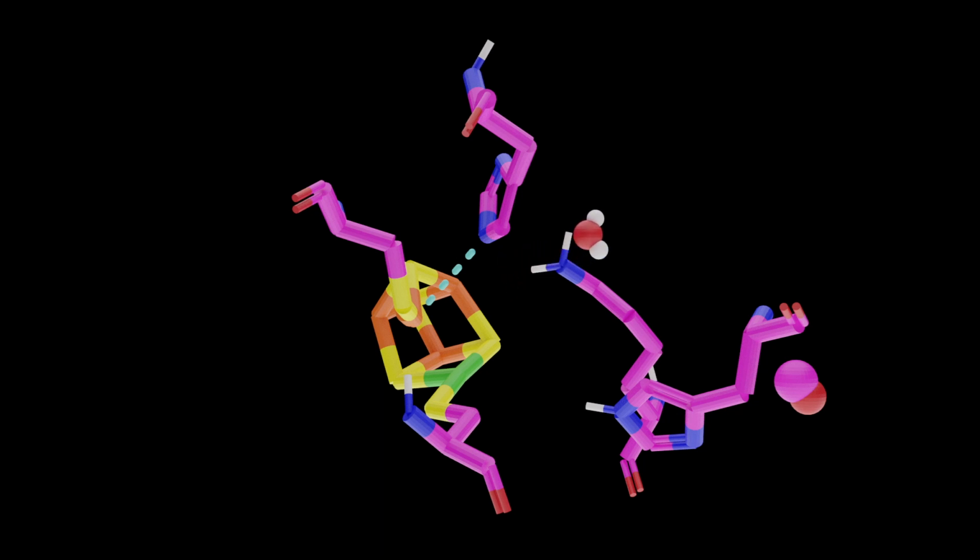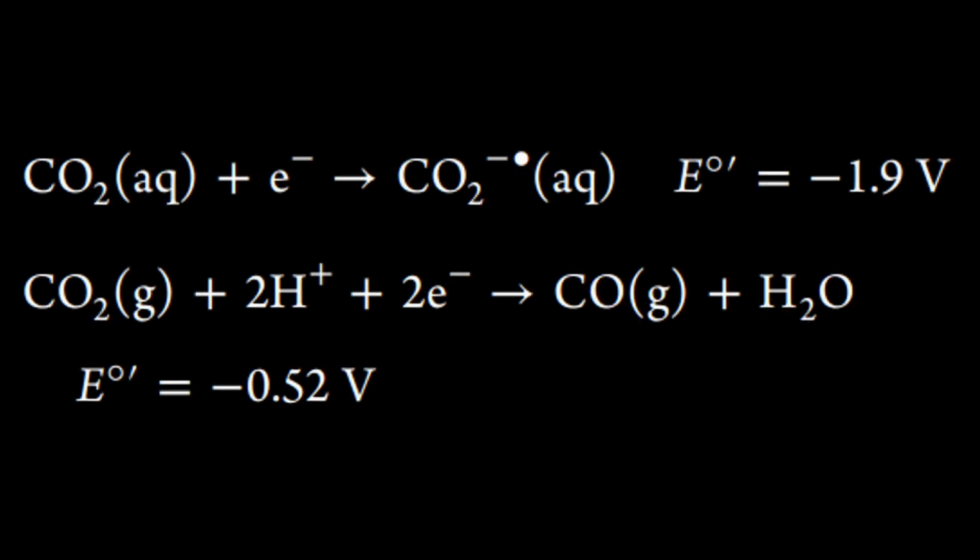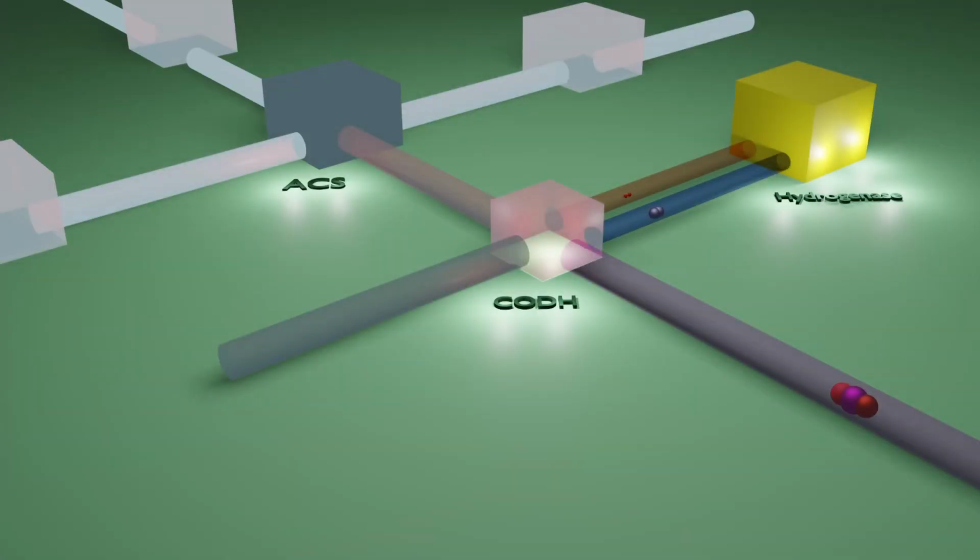Coupling carbon dioxide reduction with water formation from protons brings down the reduction potential from a massive 1.9 volts to a manageable 0.5 volts, which is the reason why we showed electricity in our little factory at the start.